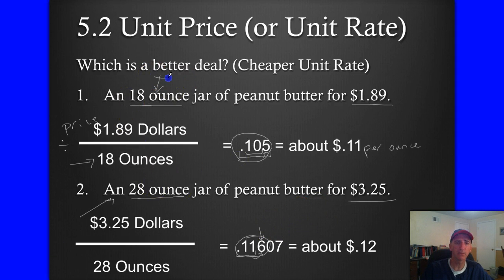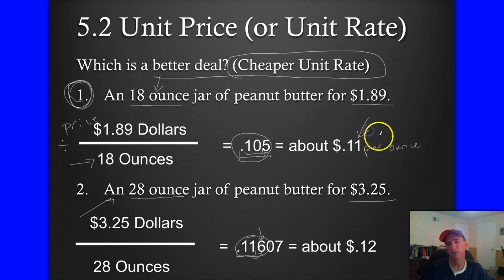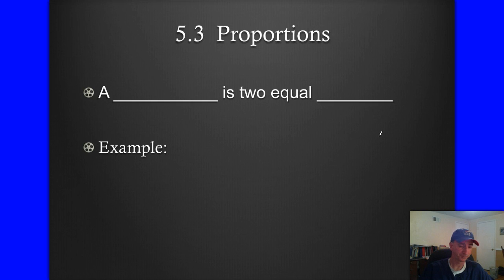So if you're to say which one is the better deal or the cheaper unit rate, the answer would be number 1, because you're only paying a little less than 11 cents per ounce in number 1. Not a huge difference to you, but it is a difference. The better deal in this case is the first one.